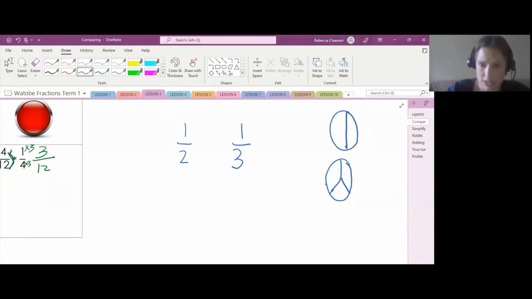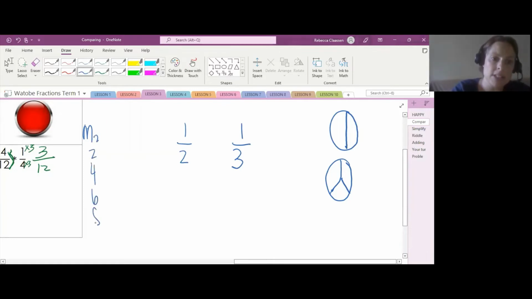We can make them into sixths. So what we need to do is find our lowest common multiple. So we write down the times tables for 2, the multiples of 2, which is 2, 4, 6, 8. And we write down our multiples of 3.